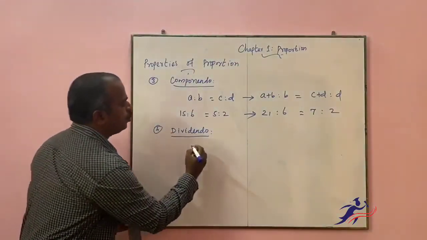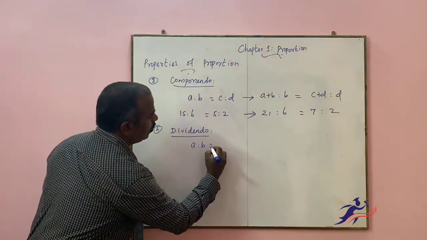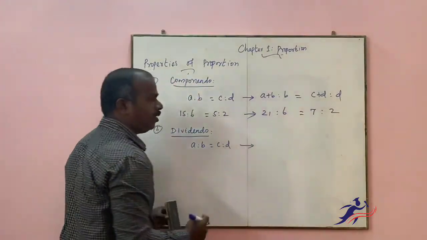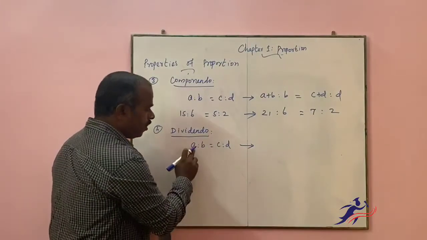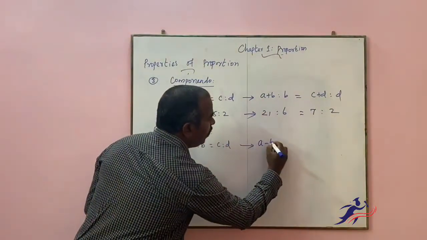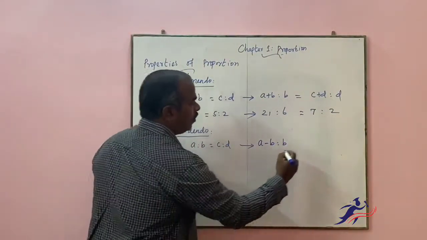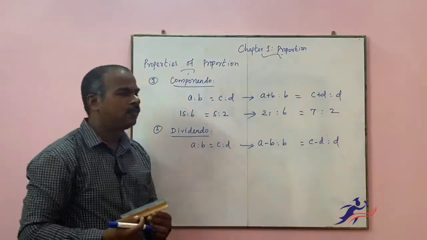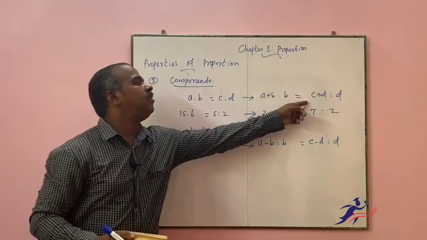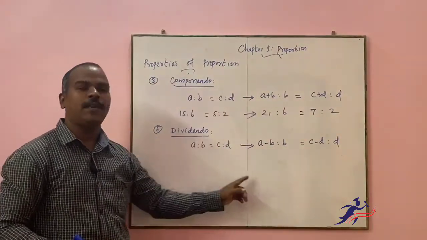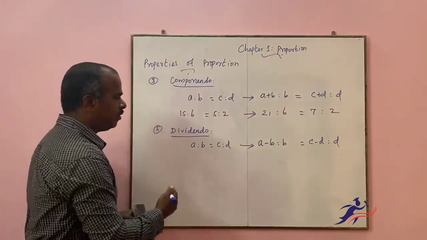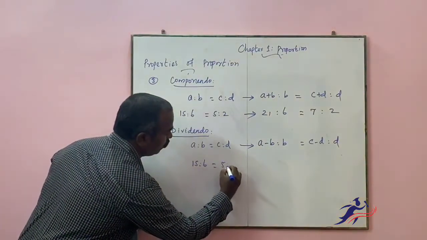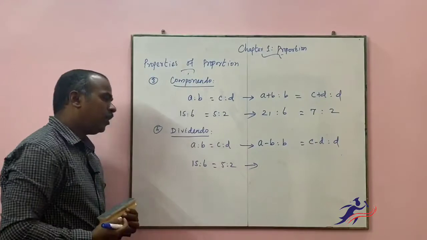So if A is to B is equal to C is to D, then the dividendo rule is A minus B is to B equal to C minus D is to D. That is, only we change the signs in componendo, we get dividendo. Let us check this one with the same example, that is 15 is to 6 is equal to 5 is to 2 is the given ratio.